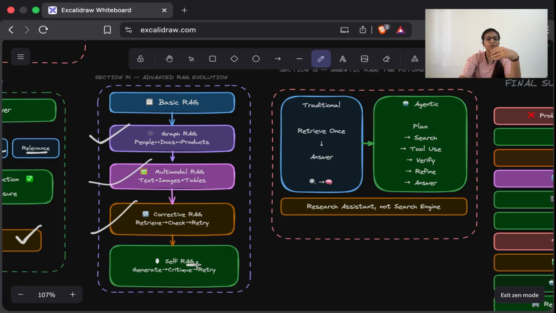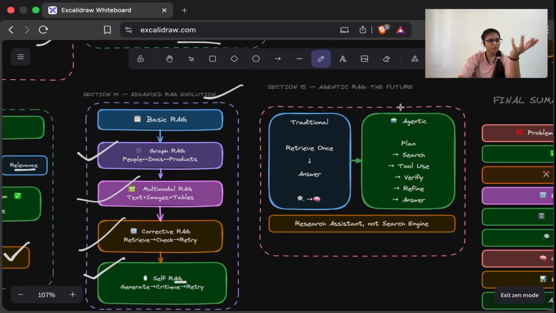The model evaluates its own reasoning during generation. It can identify missing evidence, request additional retrieval, and refine its answer before responding. This creates more grounded and more reliable outputs. And this is the best of what we can do with existing RAGs.